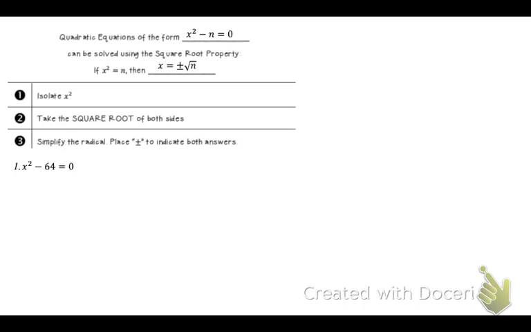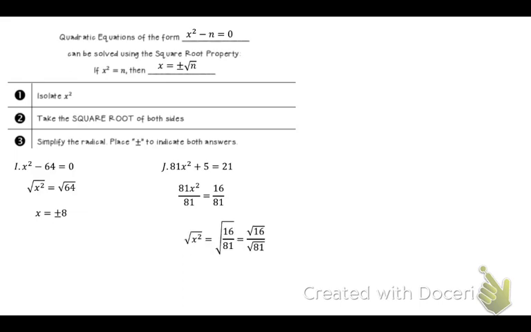So here we have x squared minus 64 equals 0. Add the 64 over, square root both sides, and you get x equals plus or minus 8. Here, we have to get the x squared by itself, so subtract the 5, and you get 81x squared equals 16. Divide by 81, you get x squared equals 16 over 81. Square root both sides. So that's going to be the square root of 16 over the square root of 81. Anytime you have a fraction, you can break it up like that. The square root of 16 is 4. The square root of 81 is 9. So that's plus or minus 4/9.